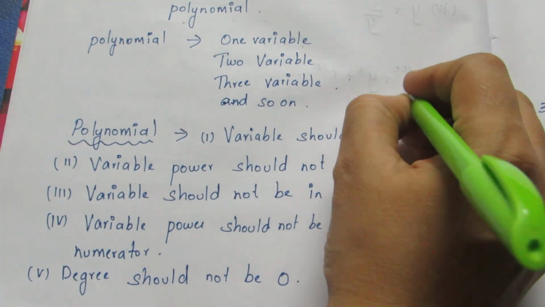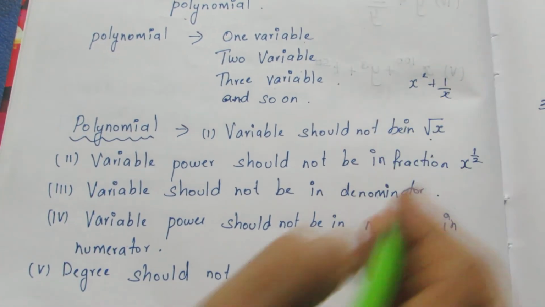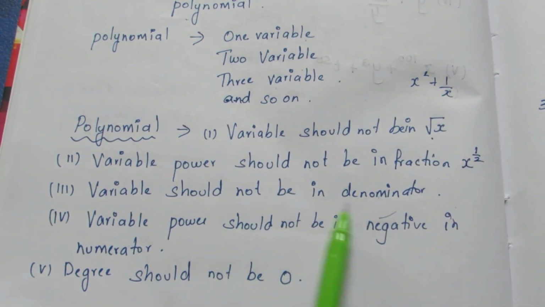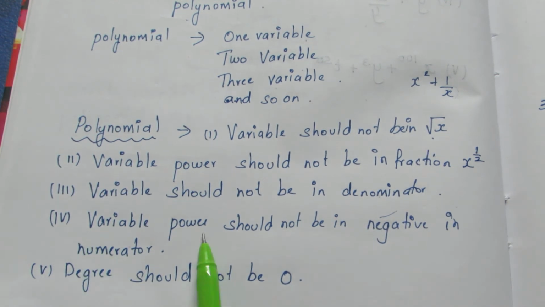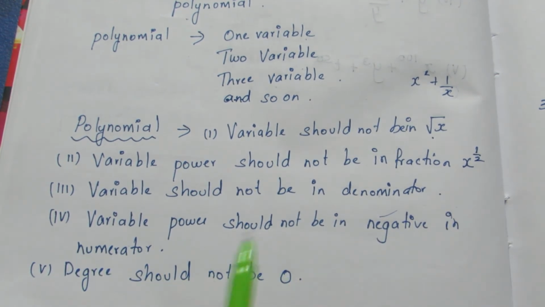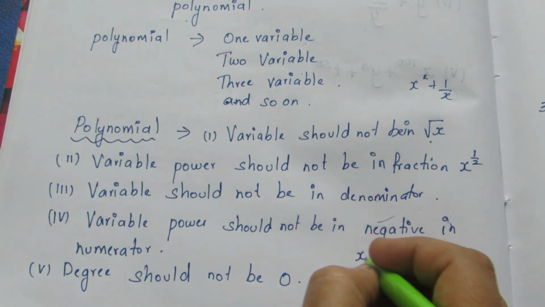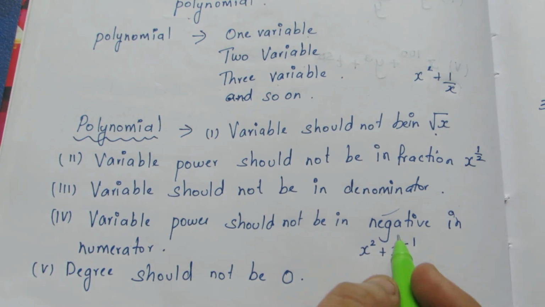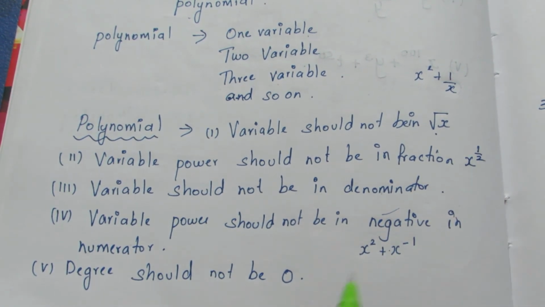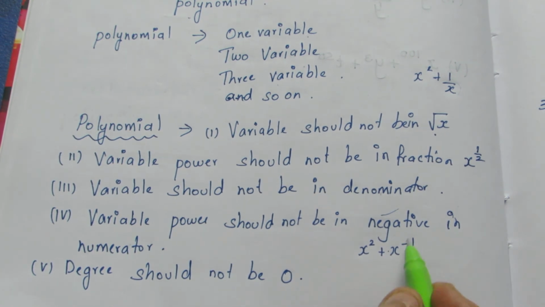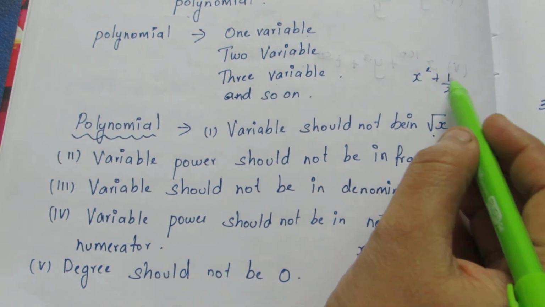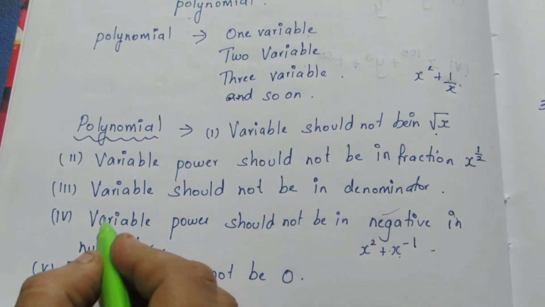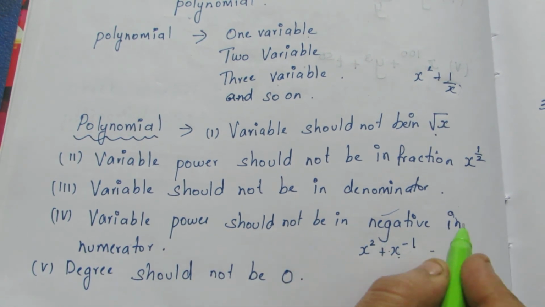The third point: the variable should not be in the denominator. For example, x square plus 1 by x. Here the variable is in the denominator. It should not be in the denominator. Next point, the variable power should not be negative in the numerator. For example, if we have x square plus x power minus 1, then it is the same condition as this. If there is a negative power, then this can be written as 1 by x. So there is no difference between these two terms. These two are same.